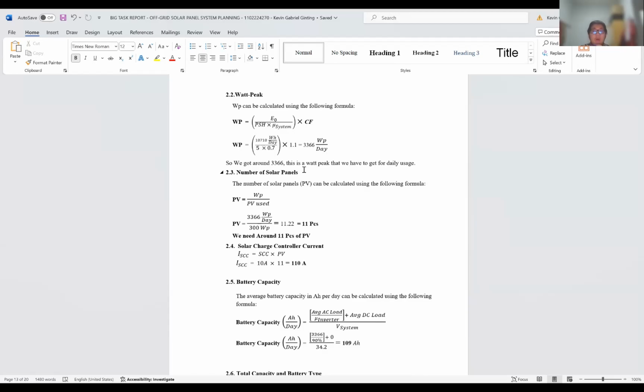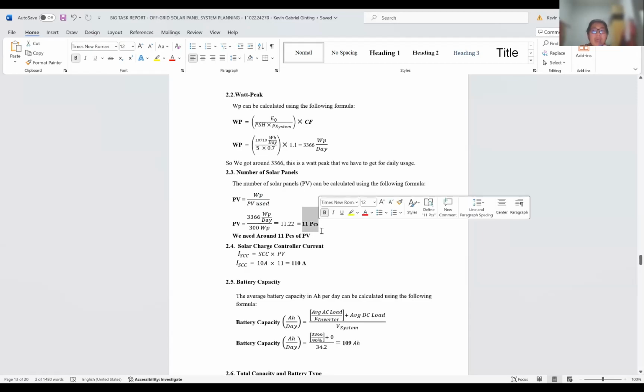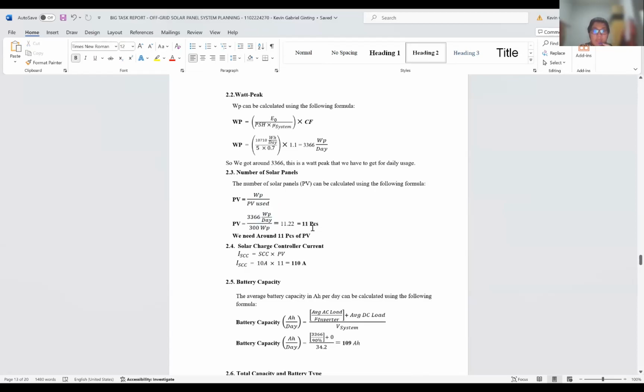And the second, we have to know how much solar panel my house needs, so we can get 3,000. So in here with this formula, we will get 11 pieces. This is how much solar panel my home uses. And in here, I'm using 300 watt peak because I don't think I should get more than 300, because it will be too heavy for my rooftop, I think.